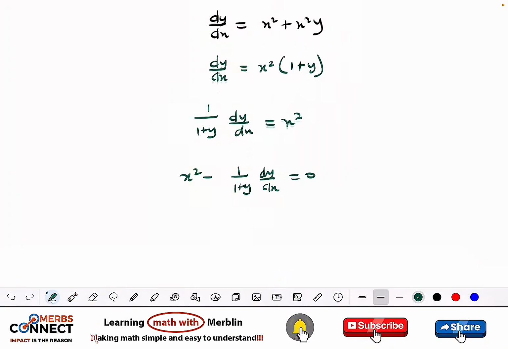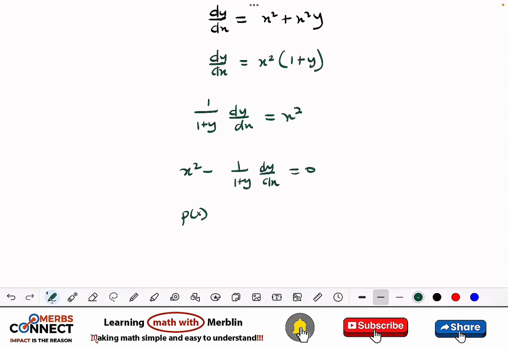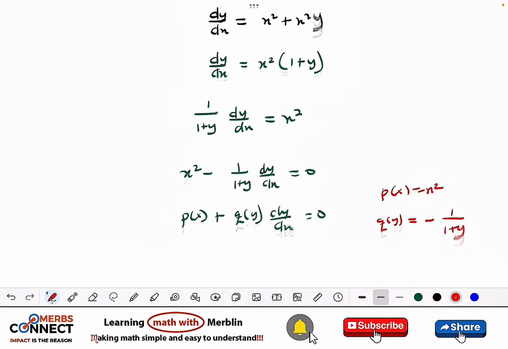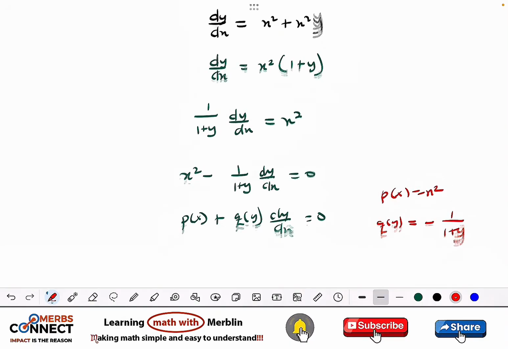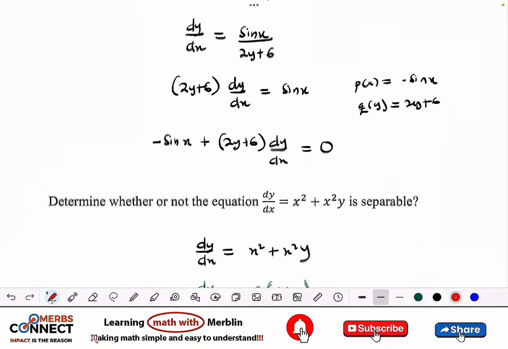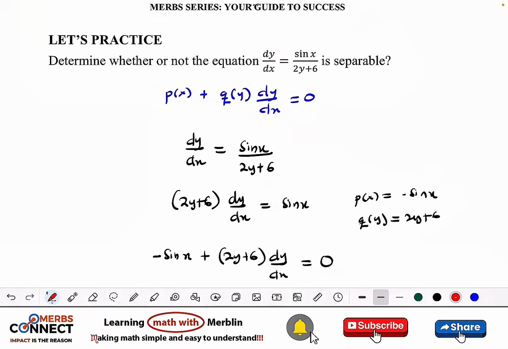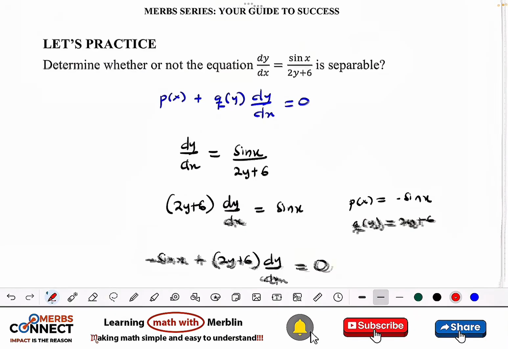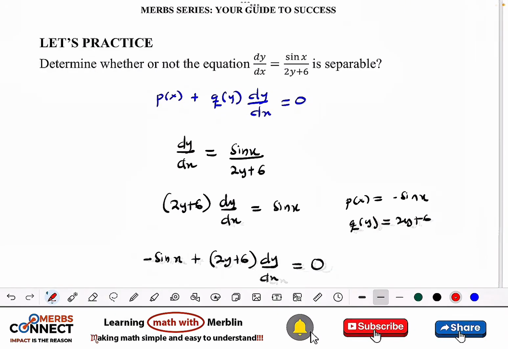And we can see perfectly this is of the form p of x plus k of y dy over dx, which is equal to 0. It means that p is equal to x squared and our k of y is equal to minus 1 over 1 plus y. So if we're able to do this, then we can use the idea of the separable method to solve this. We've done it before, so it's nothing difficult. And yeah, let's go through the process to see the separable method that we were talking about.